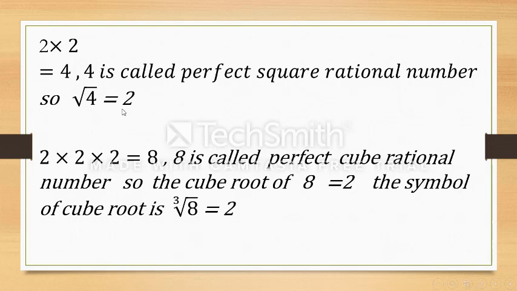for example, equals 2. And in the same way, when we multiply the same number by itself 3 times, like 2 times 2 times 2 equals 8, 8 here is called a perfect cube rational number. So the cube root of 8 equals 2, and the symbol of the cube root will be like that.